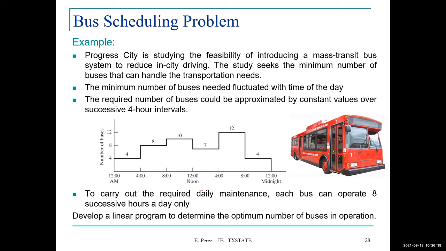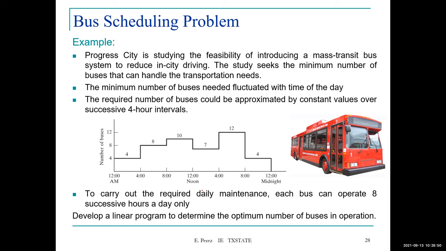So let's go through the process. We have a study here, studying the feasibility of introducing a mass transit bus system to reduce in-city driving. The study seeks the minimum number of buses that can handle the transportation needs. The minimum number of buses needed fluctuates with time of the day, so the required number of buses could be approximated by constant values over successive four-hour intervals.